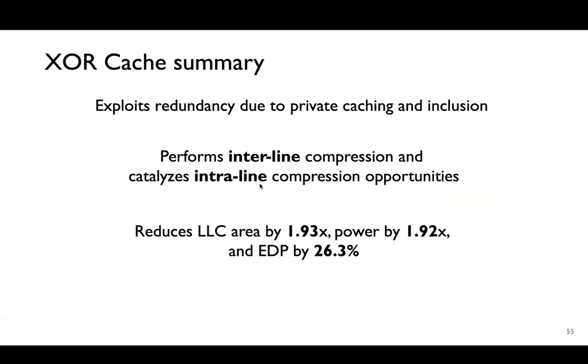So this is a summary of our XOR cache work. We exploit the redundancy due to private caching and inclusion. We perform XOR interline compression, which catalyzes interline compression opportunities. The evaluation results show that XOR cache reduces LLC area by 1.9x, power by 1.92x, and energy delay product by 26%.